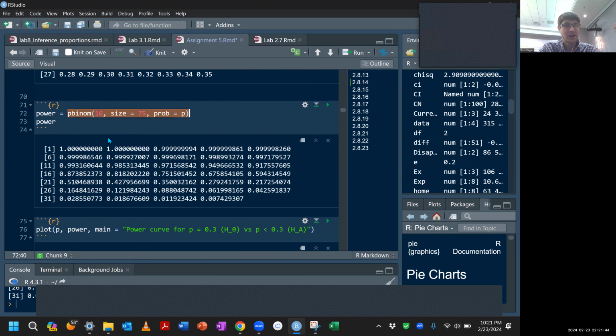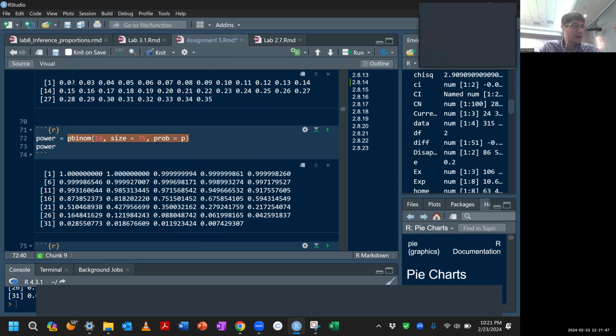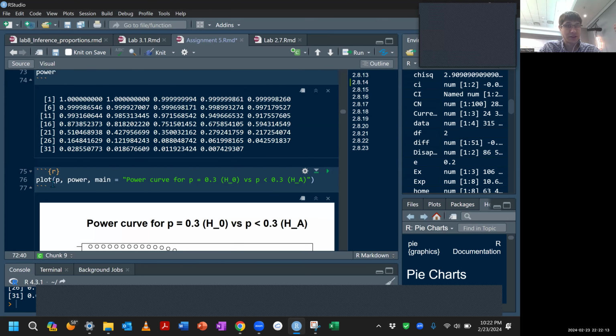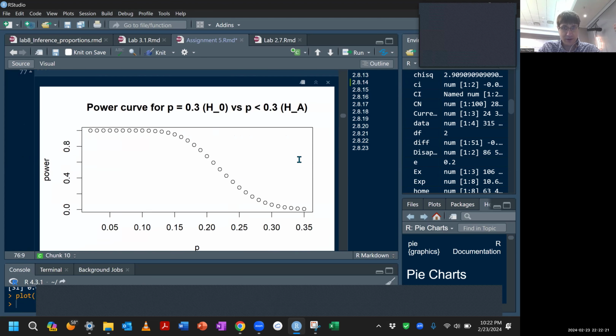So I have these different powers for 0.02. If P is actually 0.02, we got a very high power. You see it drops down. If P is 0.3, that's somewhere here, and we're going to have a very low power. We're not going to detect differences. Okay, so then I just put these on the curve. I got P, this is really the effect size, and then the power that I calculated. So there's my power curve.